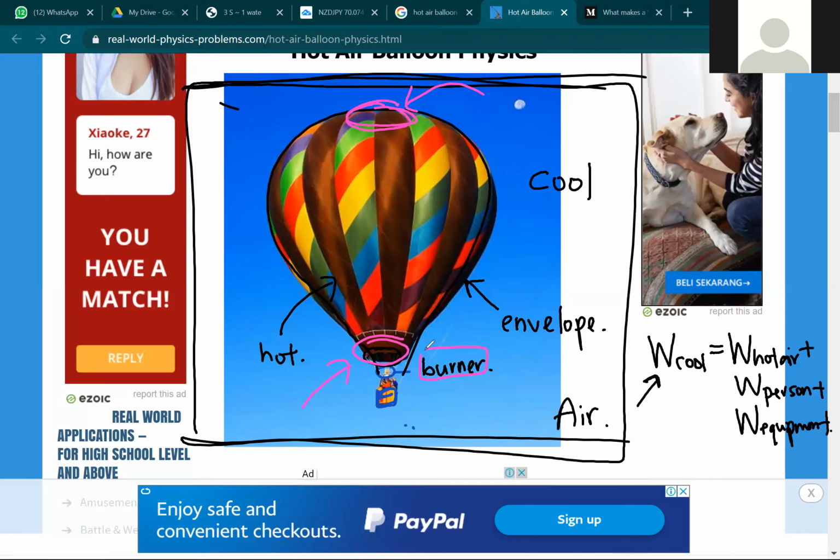How does it float? To maintain a constant altitude, the guy has to turn the burner on and off to maintain altitude. So it's very hard. To maintain a very accurate level altitude is quite impossible for a hot air balloon. It's very difficult, because you have to turn on and off and keep making adjustments. Okay, so that's it for today.